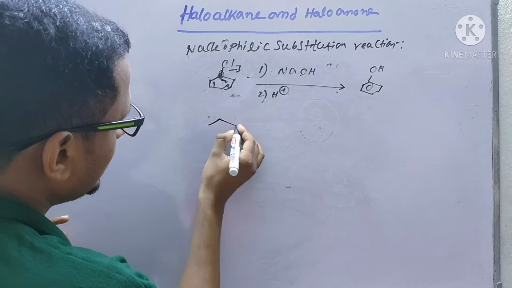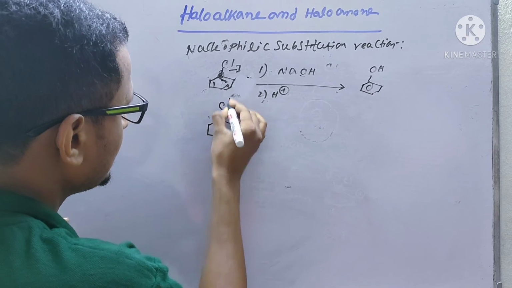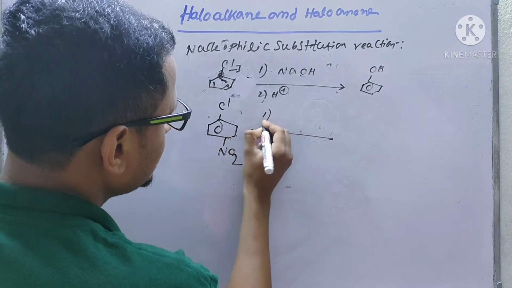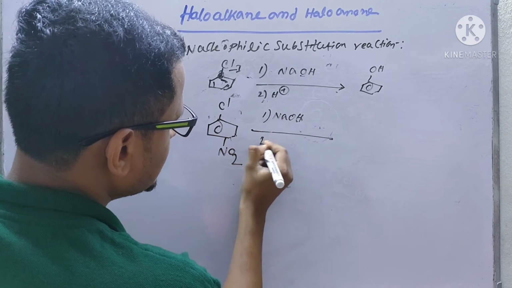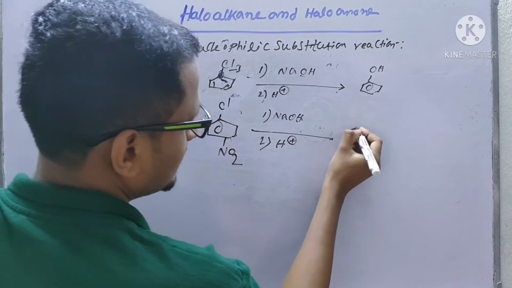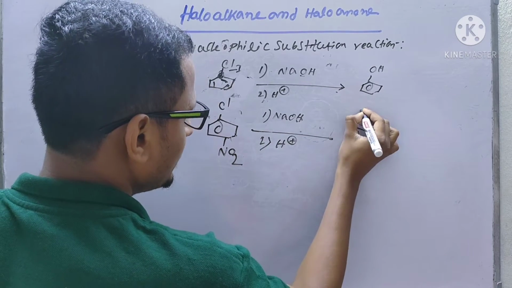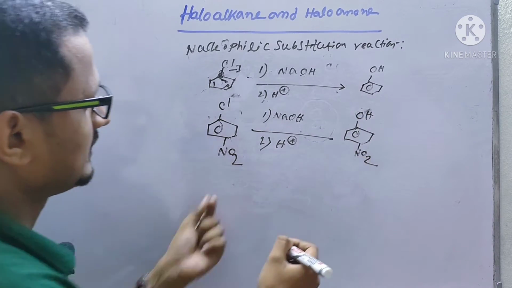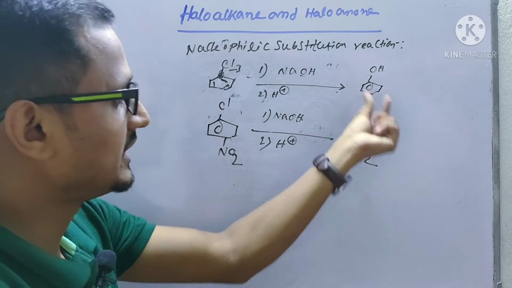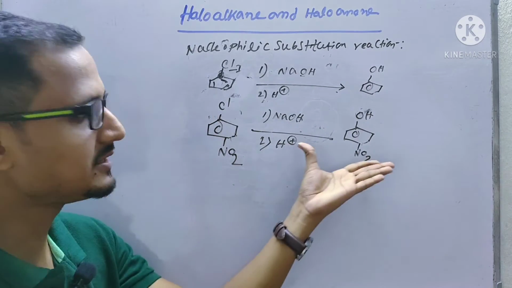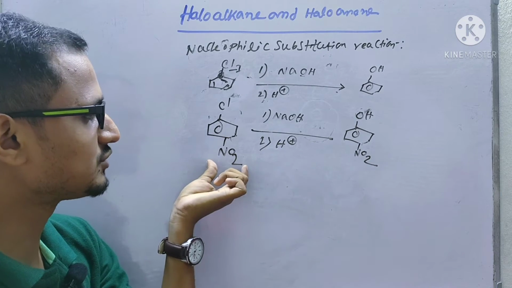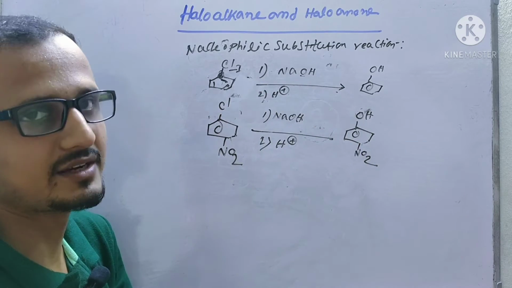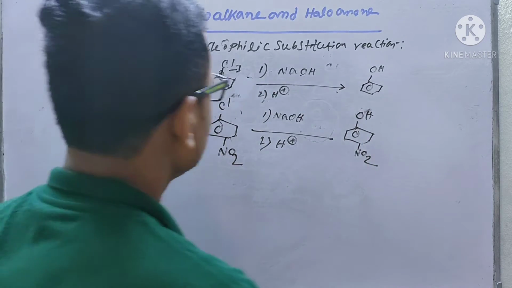Now if you join another electron withdrawing group in the para position, then this reaction will be more feasible in presence of sodium hydroxide and H plus. This reaction will be more feasible because NO2 is also an electron withdrawing group. So this reaction will readily happen. Cl will be substituted by the OH group, so you will get para-nitrophenol. This nitro group will not be substituted, rather OH minus will substitute this chlorine to form para-nitrophenol. Okay, I think you have understood.